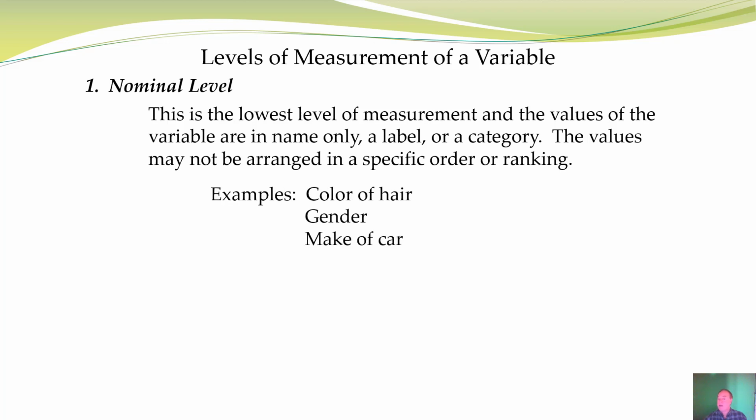Some examples: color of hair. There's no order to color. Gender, male, female. Is there an order? Not necessarily. Make of car. Is it a Ford, Chevy, Toyota, Nissan? There's no order for the make of a car.